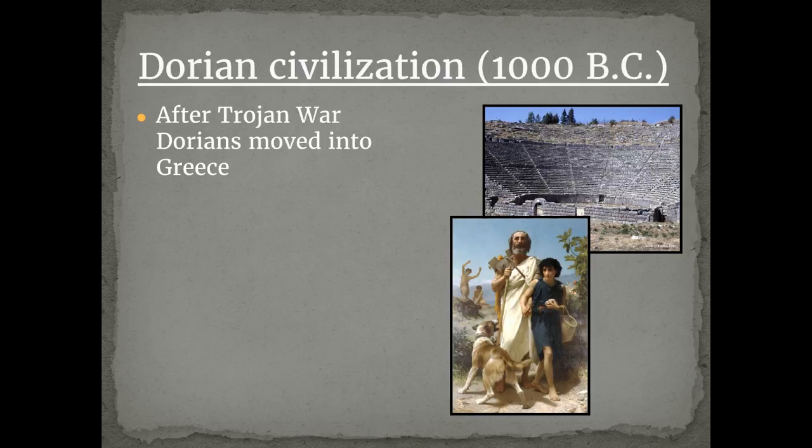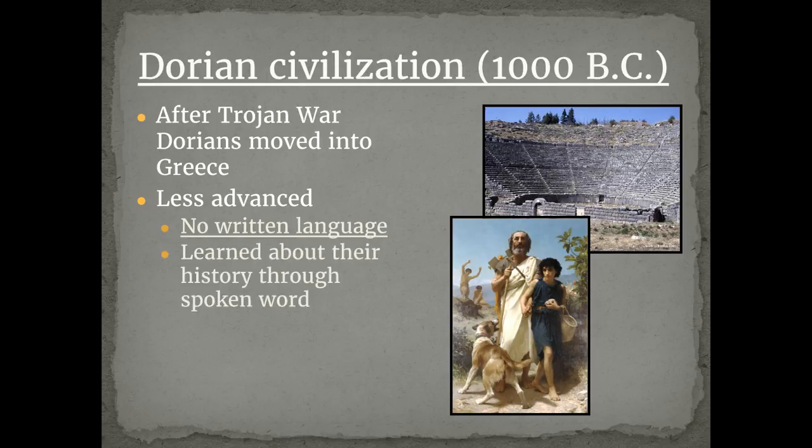After the Mycenaean age, the Dorians moved into Greece. They were less advanced. They didn't have a written language. This is known as the Dark Ages of Greece. During this time, people are going to learn about their history through spoken word. This is also the age of Homer.